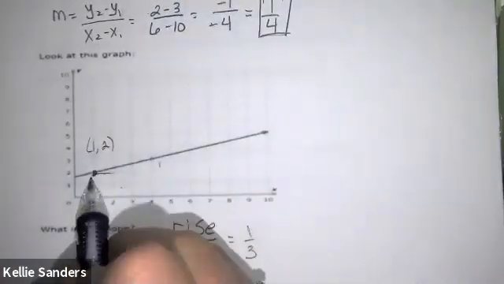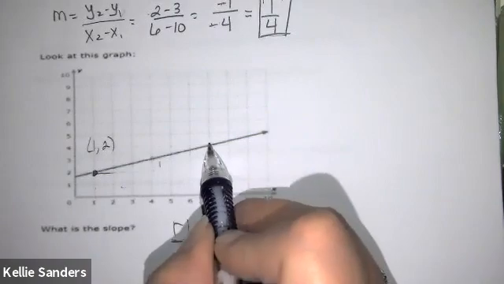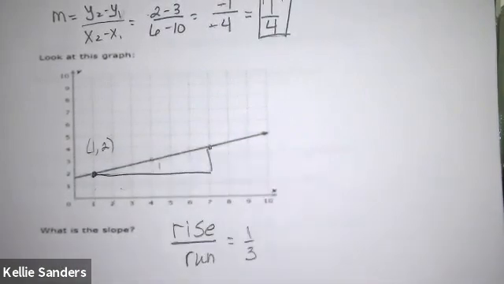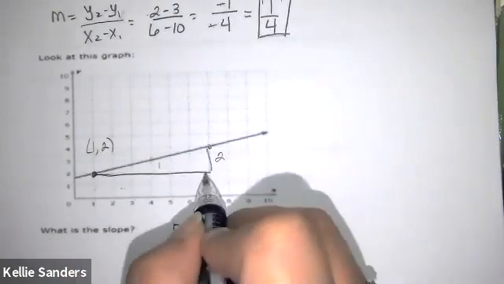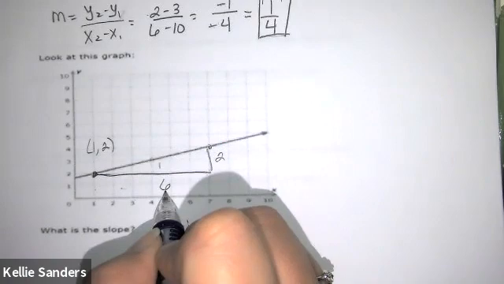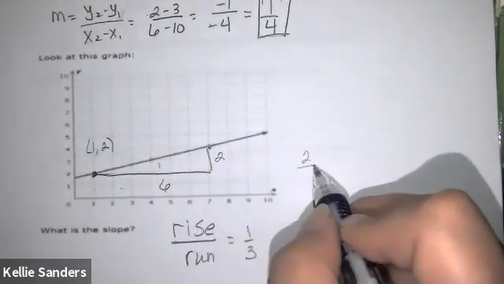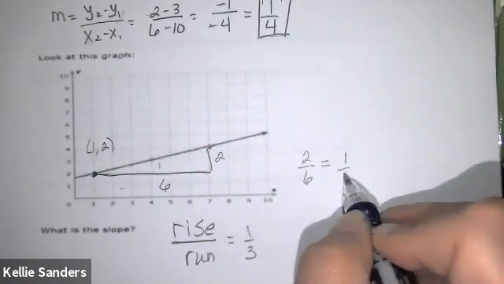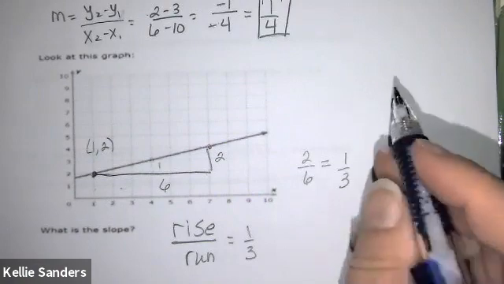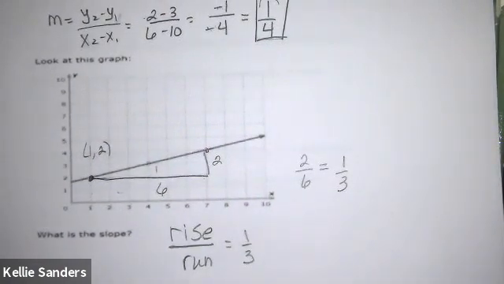Well, guess what? Let's say we didn't see that middle point. Let's say we saw this point and then we saw this point, and I make an imaginary triangle. Well, now I'm rising 2 and I'm running 6. Well, that's okay because rise over run, 2 over 6. If we reduce that down, it's going to be 1/3. So even if you don't use the points that I would have used, as long as you reduce, we should get the same answer.